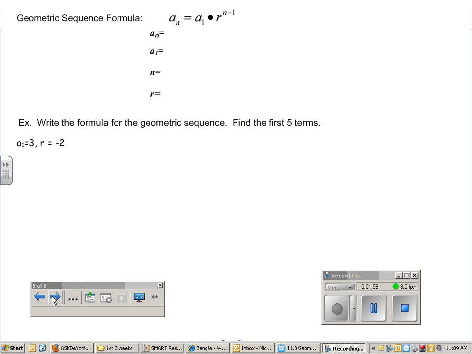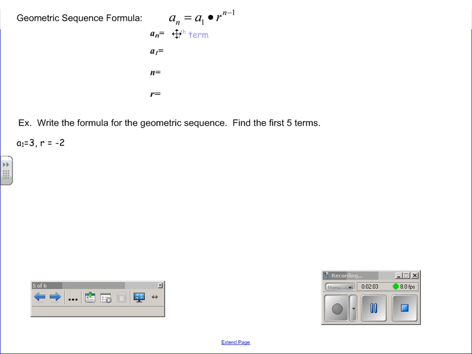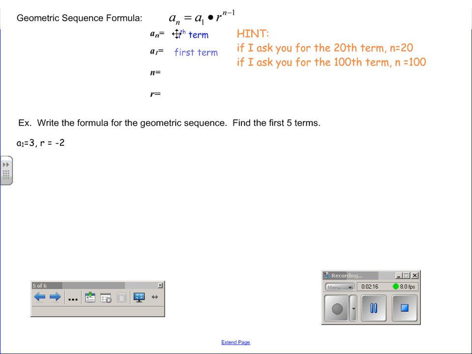So now we have the geometric sequence formula. Just like last time, a to the n is the nth term. Remember, if I ask you for the 20th term, then n equals 20. If I ask you for the 100th term, n equals 100. And again, a to the 1 is still going to be your first term. N is the number of terms. R is the only thing that's different from our previous formulas. R is the common ratio.